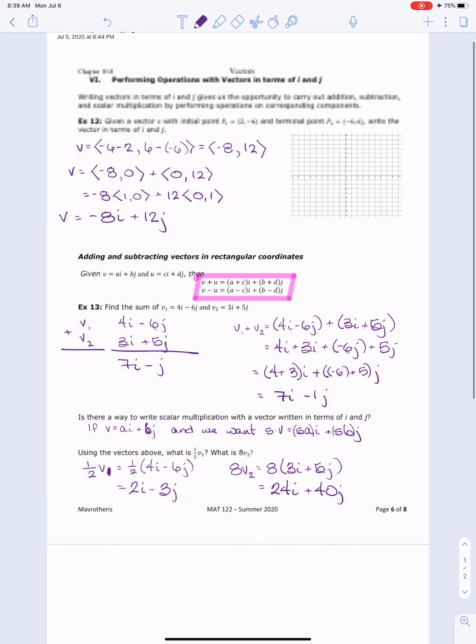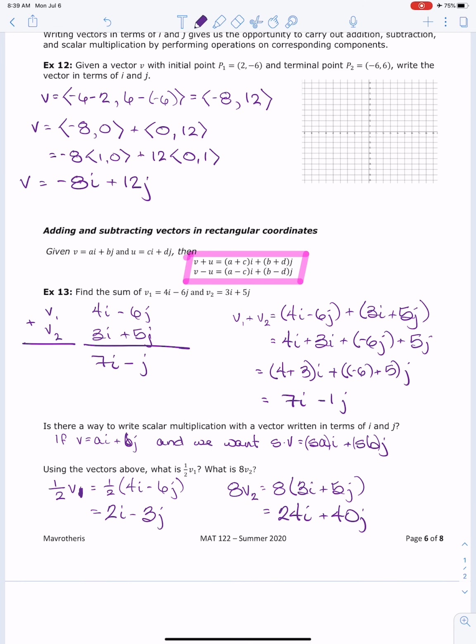So written this way, as a linear combination of the unit vectors, we work with it algebraically the way we're used to doing algebra.